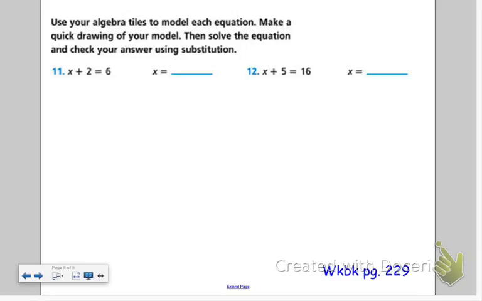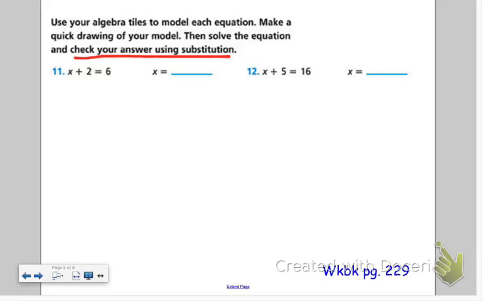Now we're going to make our own algebra tiles to model these equations, and then we'll solve them. And then a step that I haven't really talked about, which we've kind of been doing in our head, we're going to check our answer using substitution. That's so very important, especially as these equations get bigger and bigger. You want to use substitution to check to make sure that you're doing it right.